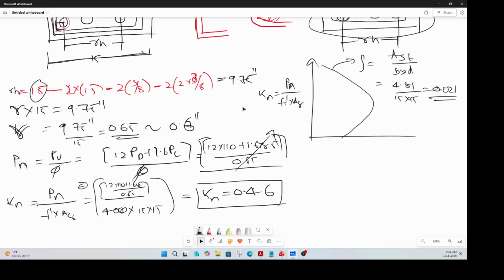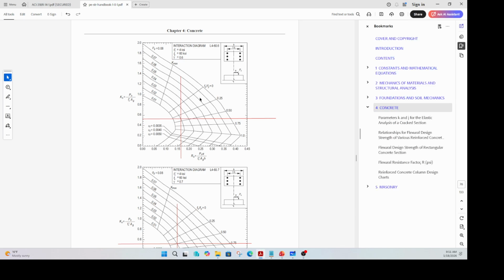Now go to the curve here, and put this line exactly at 0.46, because the Kn we calculated is 0.46. So this is 0.4, 42, 44, 46, right? Draw this horizontal line, and the rho is 0.021, so let's say this is 0.02. That means we are talking about that curve. So you take the curve, highlight it, and this is the horizontal line.